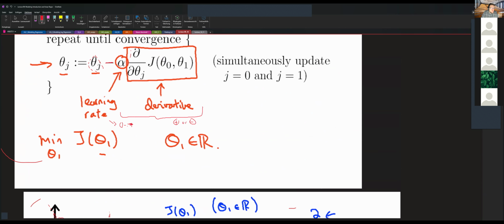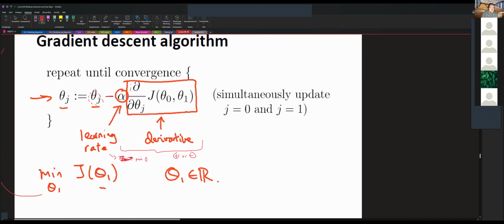Actually, not. Sorry, the learning rate can also be higher, but its minimum is 0, because it cannot be smaller than 0. We will talk about what the learning rate does in a second. So you can think of this thing right here, the derivative, as giving direction, and the learning rate gives the magnitude.